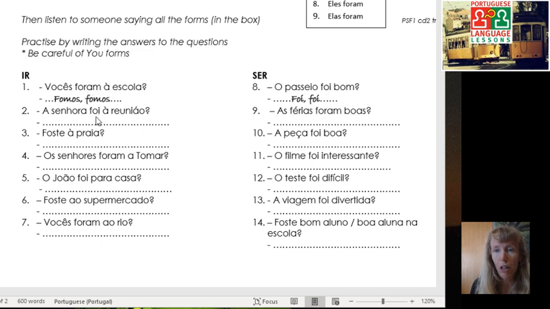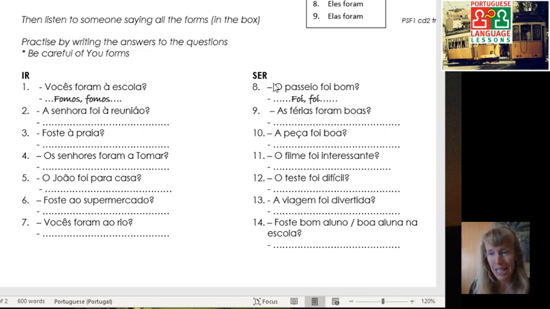Foram à escola, foi à reunião, foste à praia, foram a tomar, foi para casa, foste ao supermercado, foi ao rio. After the verb, we've always got a or para and then a place. So that is always meaning went.